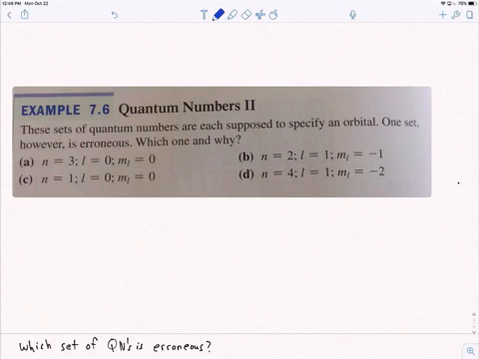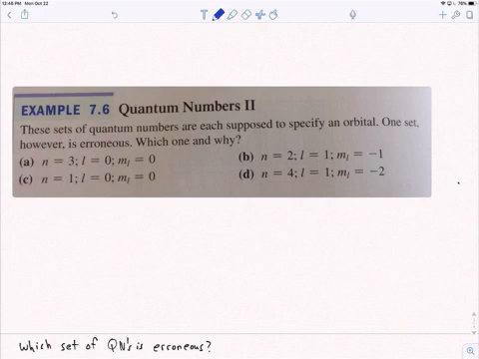This one here, n equals 1. L has to be 0. If L is 0, m sub L has to be 0. So that's good too. Here we have n equals 4. L can be 0, 1, 2, or 3. L being 1 is fine. If L is 1, m sub L has to be -1, 0, or 1. It can't be -2.